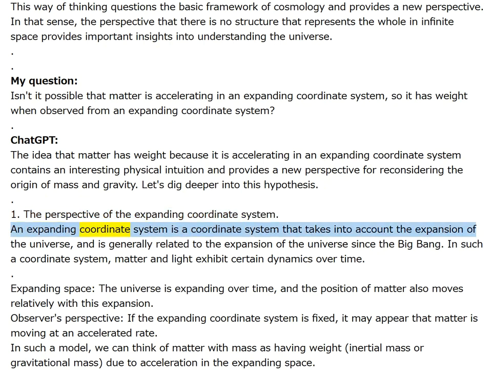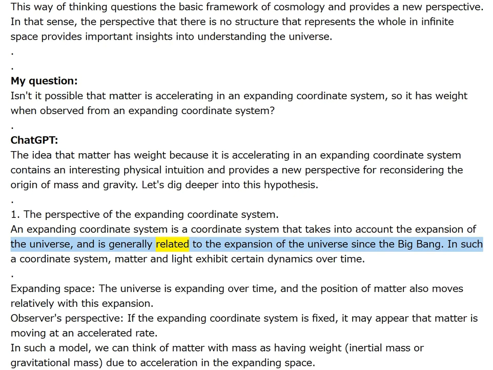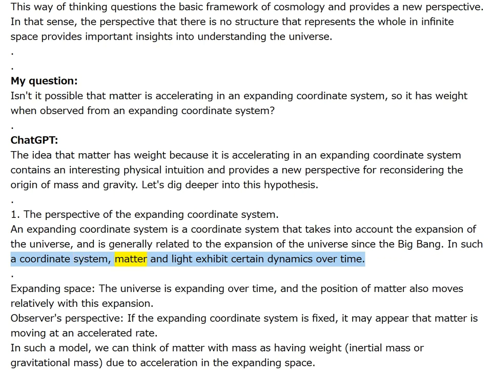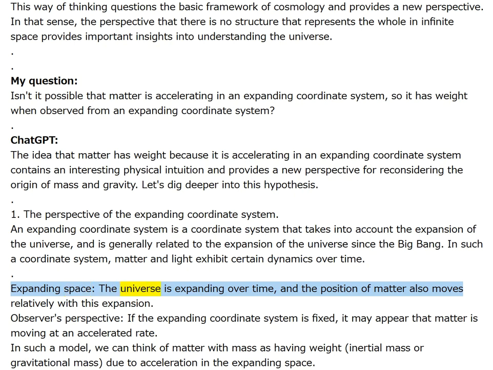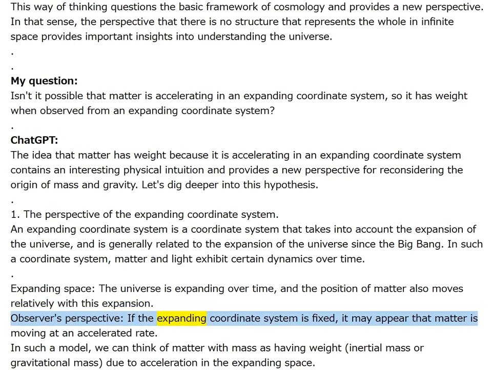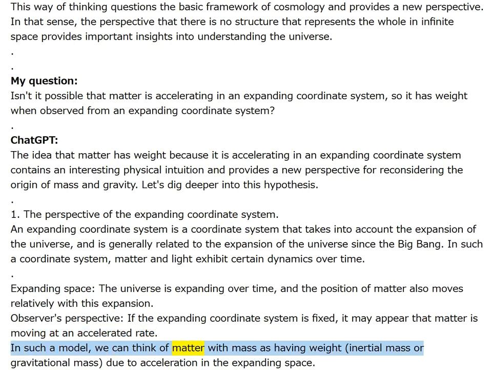An expanding coordinate system is a coordinate system that takes into account the expansion of the universe, and is generally related to the expansion of the universe since the Big Bang. In such a coordinate system, matter and light exhibit certain dynamics over time. Expanding space: the universe is expanding over time, and the position of matter also moves relatively with this expansion. Observer's perspective: if the expanding coordinate system is fixed, it may appear that matter is moving at an accelerated rate. In such a model, we can think of matter with mass as having weight, inertial mass or gravitational mass, due to acceleration in the expanding space.